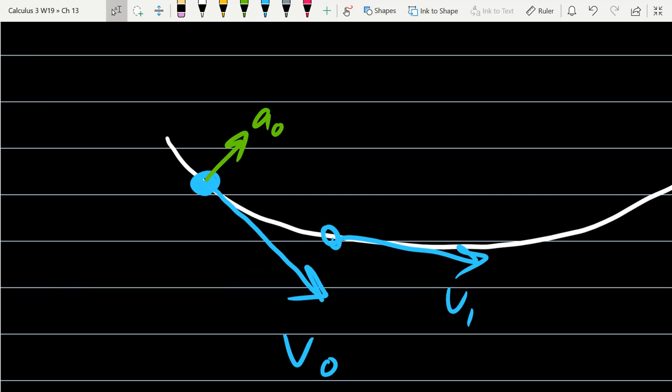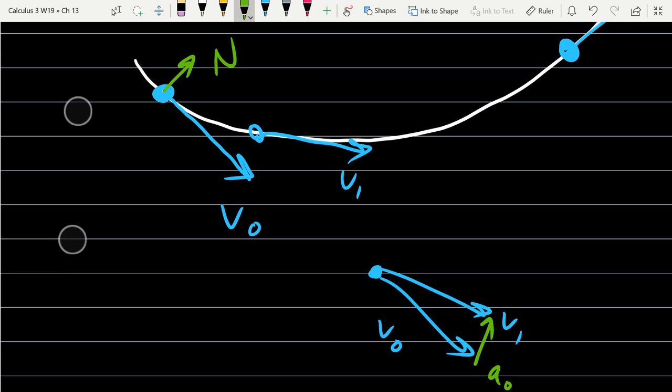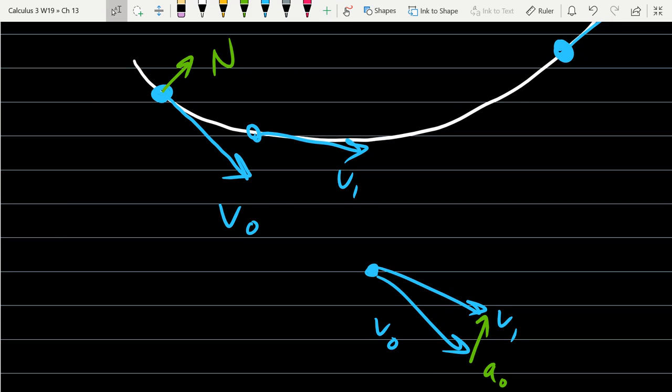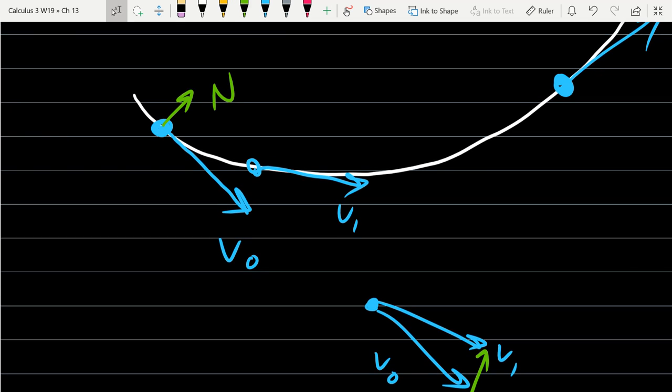Actually, I don't want to call this A0. This can be misleading. I'm going to call it N. The reason is, it is the acceleration, but it's the acceleration if you're not changing speed. So what that means is our two velocities are both magnitude 1, so it's how your velocity direction's changing. So it's called the normal vector.